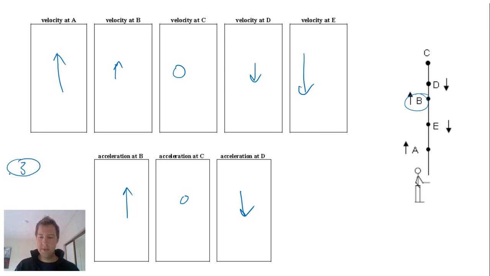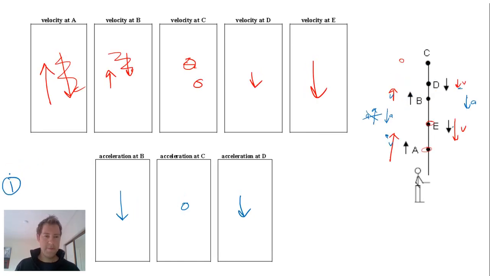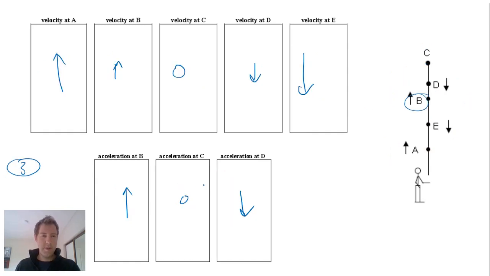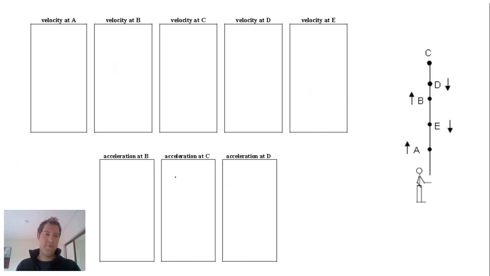So let's just go through these answers again. I'm only really looking at the accelerations. The first one was down, 0, down. The second was down, down, down. The third was up, 0, down. And the fourth way was exactly the same velocities.